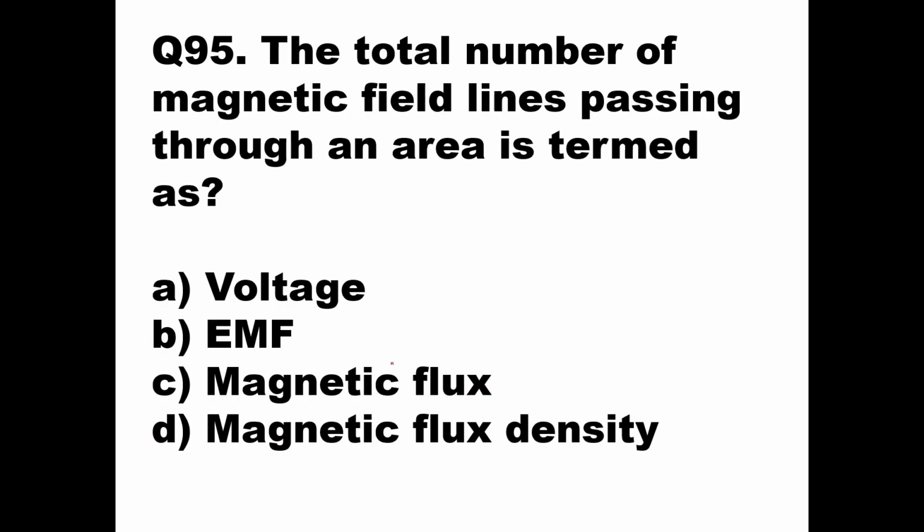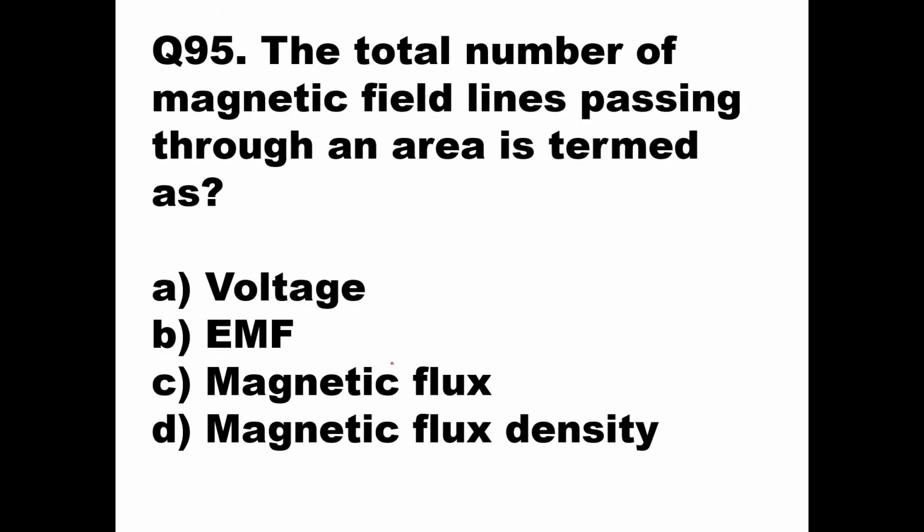Then we'll go to the next question, question number 95. The total number of magnetic field lines passing through an area is termed as what? So the total number of magnetic lines is known as magnetic flux.